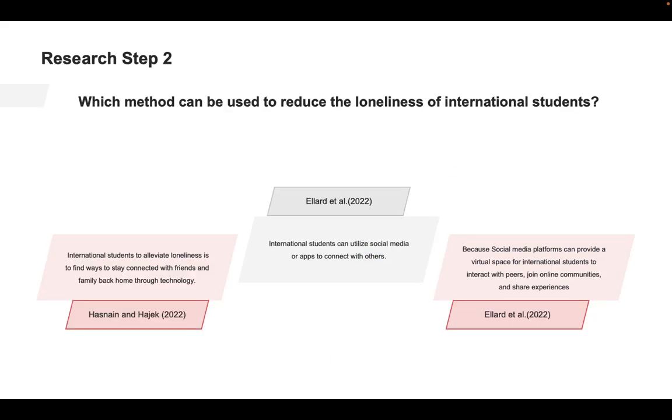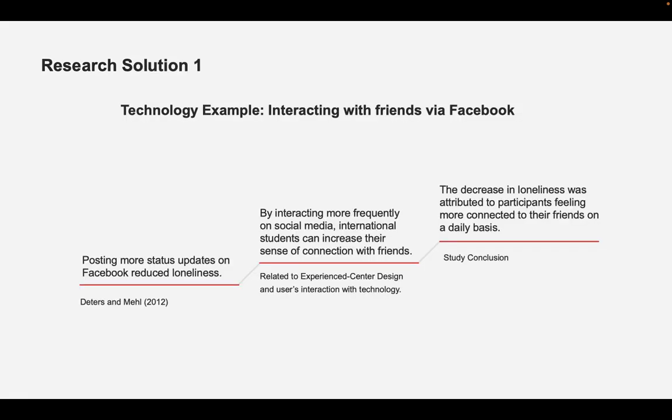According to Hyasna and Hajic, a way for international students to alleviate loneliness is to find ways to stay connected with friends and family back home through technology. Also mentioned by Elder, international students can utilize social media or apps to connect with others, because social media platforms can provide a vital space for international students to interact with peers, join online communities, and share experiences. The study conducted by Dieters and Mel found that posting more status updates on Facebook reduced loneliness. The decrease in loneliness was attributed to participants feeling more connected to their friends on a daily basis.